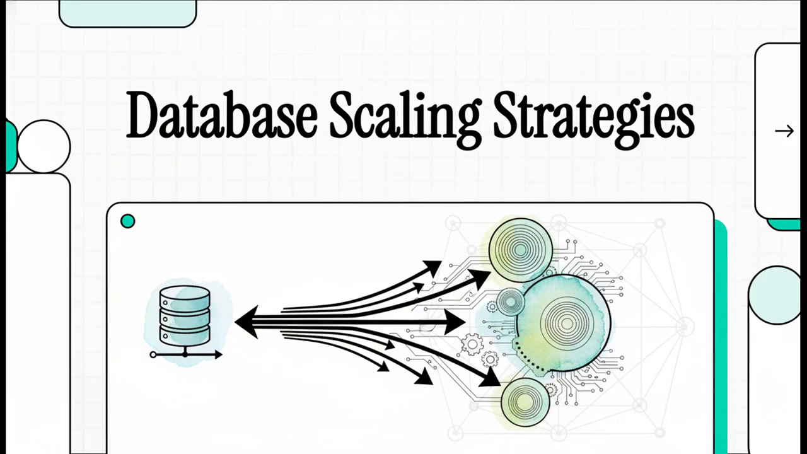Have you ever wondered how an app goes from, say, 10 users to 10 million without just completely crashing? Well, the secret is almost always hidden in its database architecture. Today, we're diving deep into the essential strategies for database scaling.